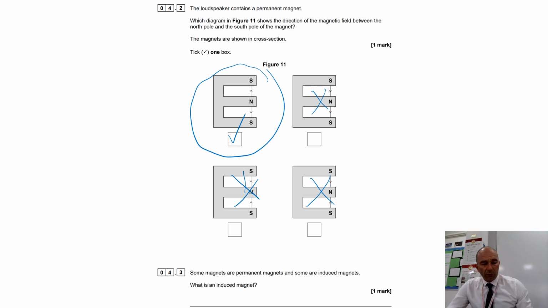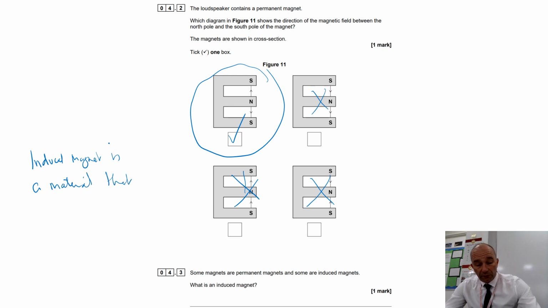Now question 4.3. Some magnets are permanent magnets and some are induced magnets. What is an induced magnet? Well, an induced magnet is, or actually on the side where there's a bit more room, an induced magnet is a material that becomes a magnet when it is placed in a magnetic field.